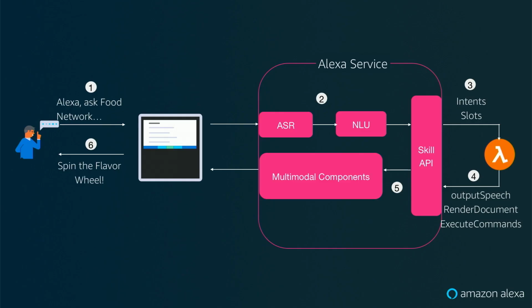Well, a customer would invoke your skill using your skill invocation name. So they would say something like, Alexa, ask the Food Network for information about the flavor wheel. Their Alexa-enabled device would listen to this, and then it would take that utterance up to the cloud. The utterance is the action that the customer wants your skill to perform. And that's where we do the automatic speech recognition and natural language understanding.